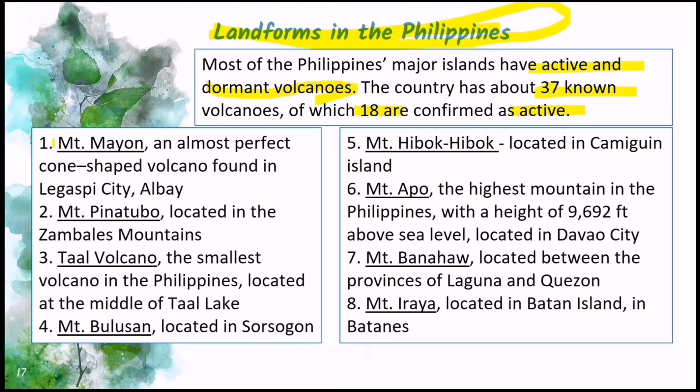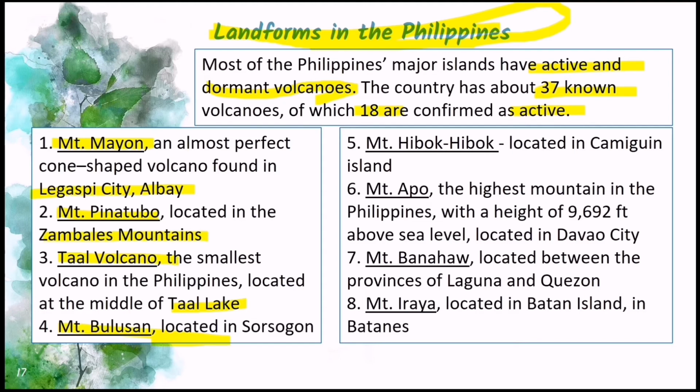Okay, so here are some of the active volcanoes. First is Mount Mayon, an almost perfect cone-shaped volcano found in Legazpi City, Albay. Number 2 is Mount Pinatubo, located in the Zambales Mountains. Number 3 is Taal Volcano, the smallest volcano in the Philippines, located in the middle of Taal Lake, but it keeps erupting, so it is very active.